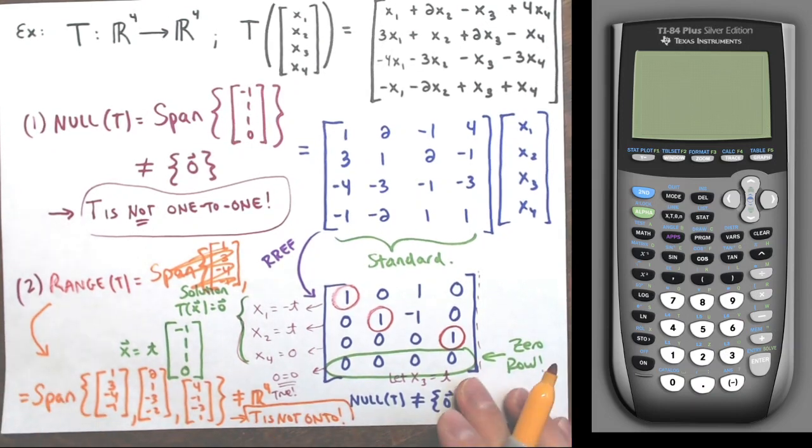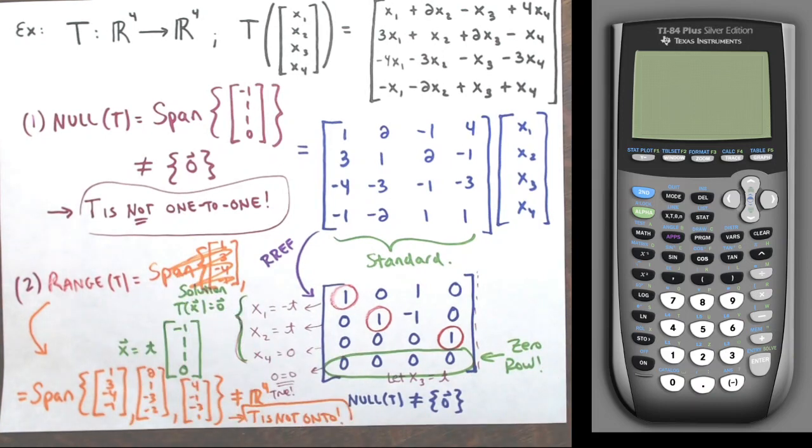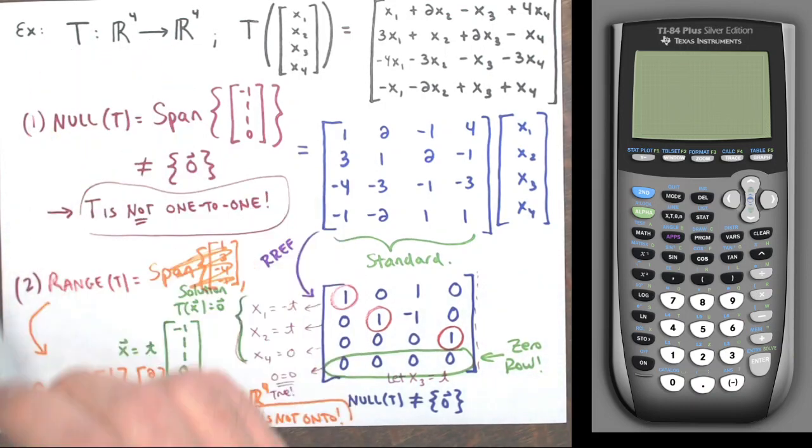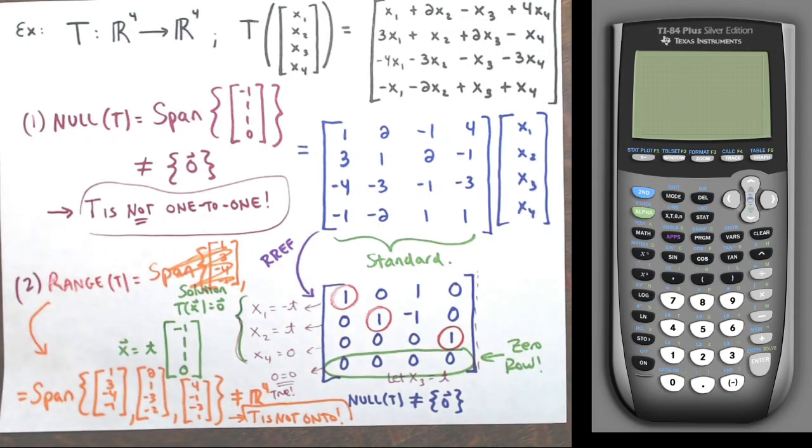So not 1-to-1, not onto. It's neither. So you have now seen an example of linear transformations between Euclidean spaces that are both 1-to-1 and onto, just 1-to-1 but not onto, just onto but not 1-to-1, and neither 1-to-1 nor onto. So all 4 possibilities are up there. All right, so my last example.